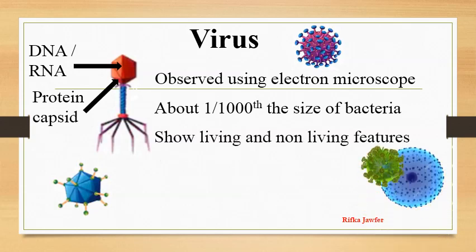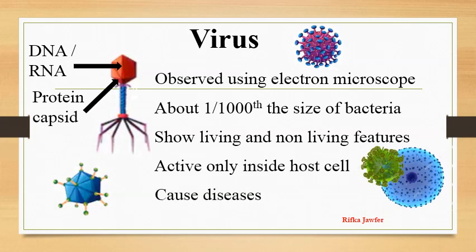A virus becomes active only inside a host cell. Virus can cause diseases to human, animals, and to the plants. Banana bunchy top disease and curly leaf disease are caused to the plants. And influenza, common cold, dengue, and AIDS are some diseases caused to animals.